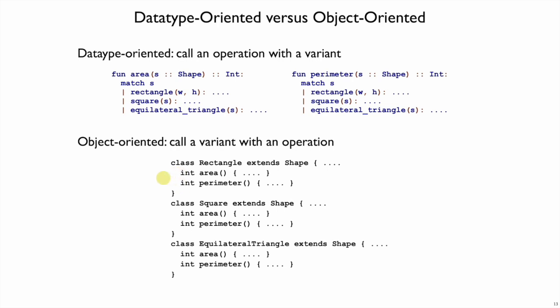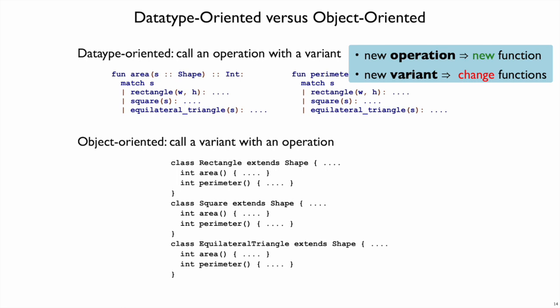The effect of this difference in style is that with data type-oriented programming, when we want to add a new operation, we just add a new function. So we can add a function scale here for shapes without changing the area or perimeter functions. On the other hand, when we want a new variant, like let's suppose we want to add support for circles, we have to go change all of our existing operations, all of our existing functions, to add support for circles.